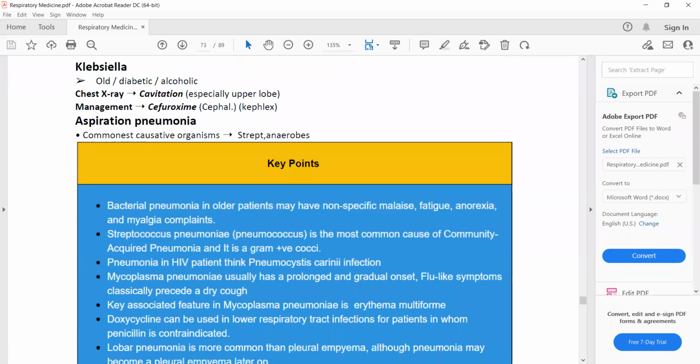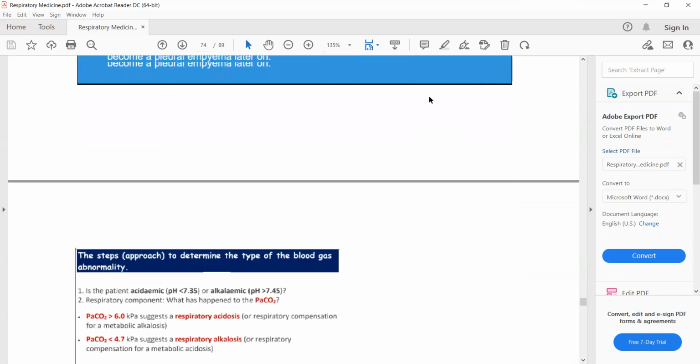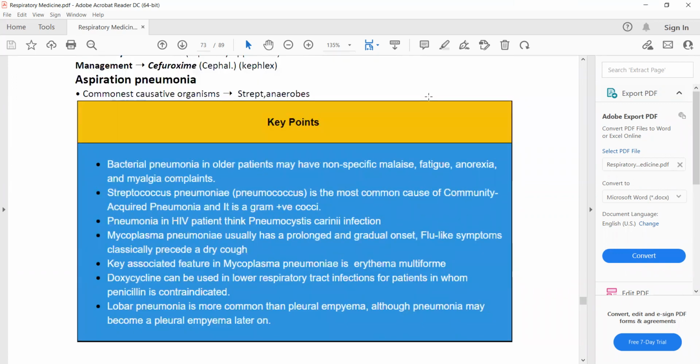Aspiration pneumonia, the organisms that are common in aspiration pneumonia. If someone develops pneumonia due to aspiration of stomach contents, it is Streptococcus pneumonia and anaerobes. So Streptococcus pneumonia and anaerobes are the common organisms in aspiration pneumonia. So this was all about pneumonia, its different types, and how to diagnose and manage them.